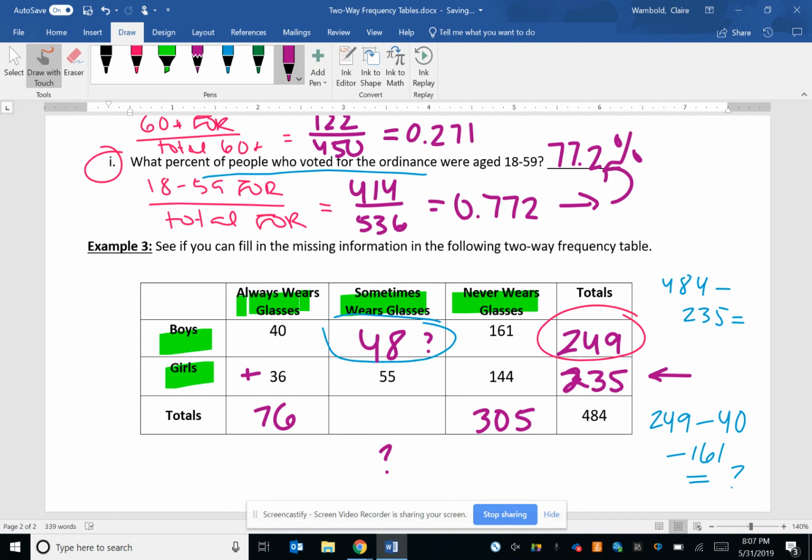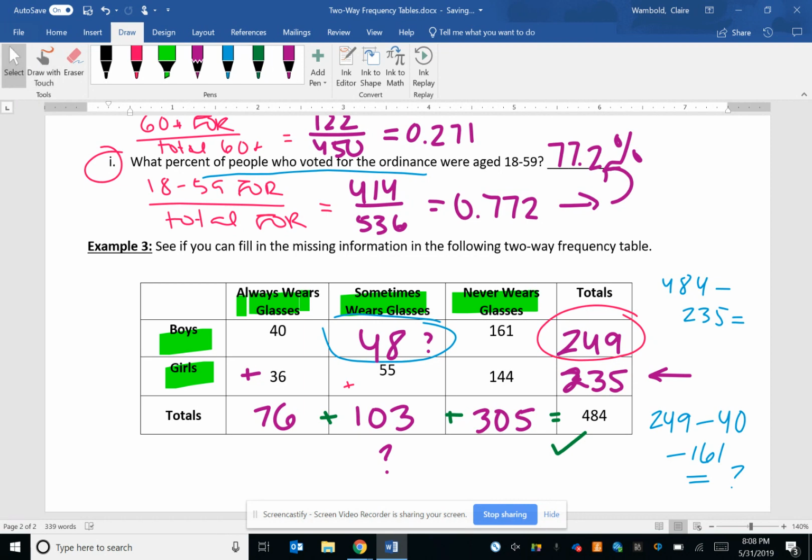So I've got that piece of information, and now I can add up. 48 plus 55 gives me 103 people, boys and girls, who sometimes wear glasses. Now, I filled this in, and I might be asking myself, did I do this correctly? So there's a couple of different ways we could check, one of them being, do my other totals now match up? 76 plus 103 plus 305 is in fact 484, so I'm good there. So just double checking that all of your totals match up in both directions is always a good idea.